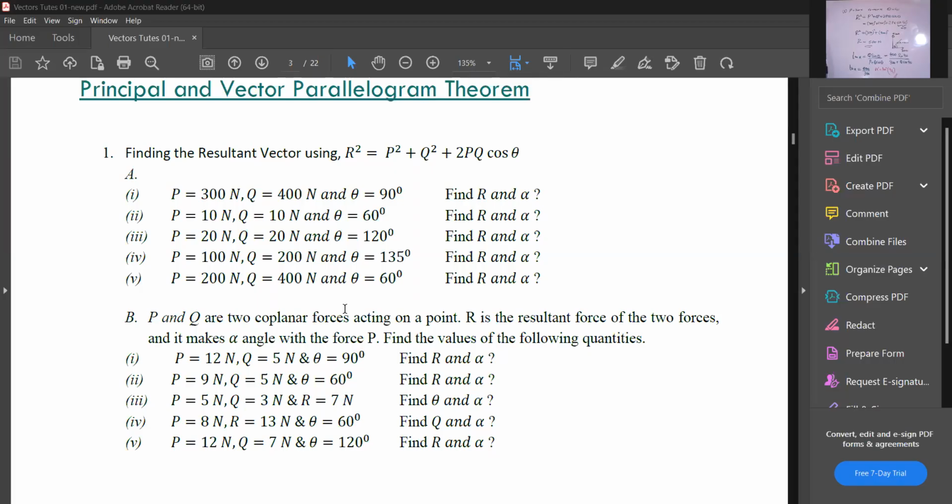Okay. Let's do the question part A, and send me your answers very quickly. I did the first one for you. There are another 4 questions. Do it within 10 minutes and send that to me. Use these equations.